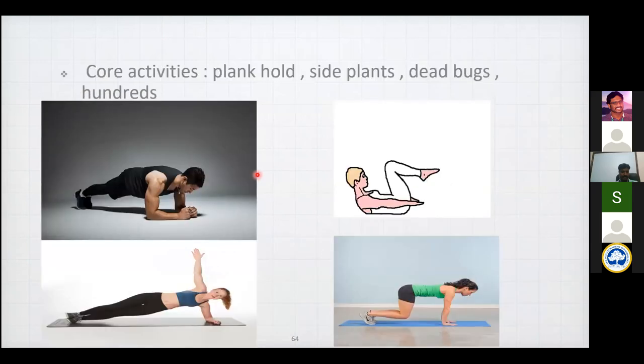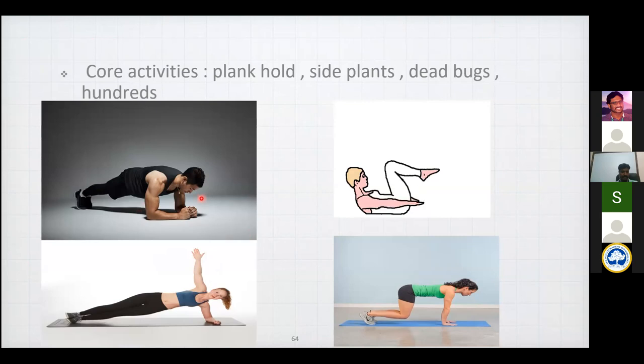Core activities, again, very important. Plank hold, side planks. Sorry, this is planks. I've written plants. I'm sorry. Dead bugs, alternate hand and leg movement, dead bugs. Hundreds, this is hundreds. I don't have a picture of dead bugs here.